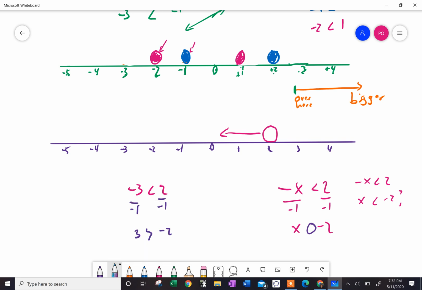So let's try one more. Let's say I had negative 1 is less than 2. And now if I divide it by a negative 1 and a negative 1, I get 1 and I get negative 2. But I know that 1 is greater than negative 2. So I think what you should be seeing here is that the sign actually has to switch. And that's true no matter what happens.